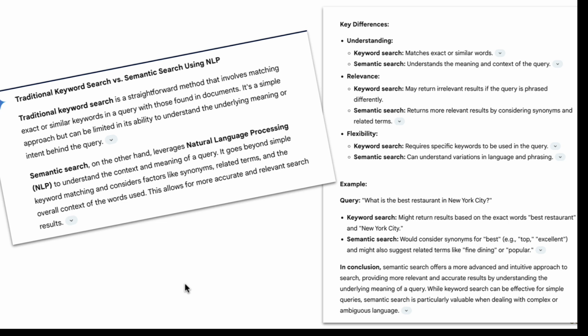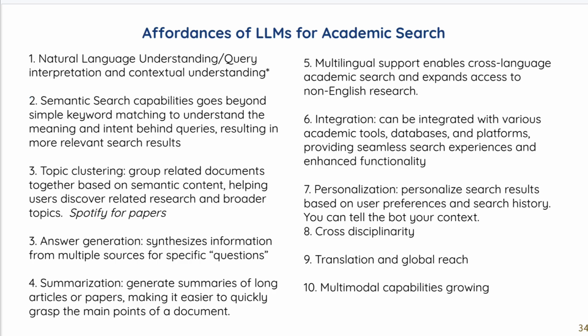So a semantic search, as Gemini explains, offers a more advanced and intuitive approach to search. Well, I'm not going to dwell on these two next slides in this presentation. I want you to be aware of the affordances and constraints of using large language models for academic search. We've talked a little bit already about semantic search and topic clustering as another advantage, answer generation, summarization, integration, the ability for these things to be multimodal, searching sound and video and audio, and personalization.